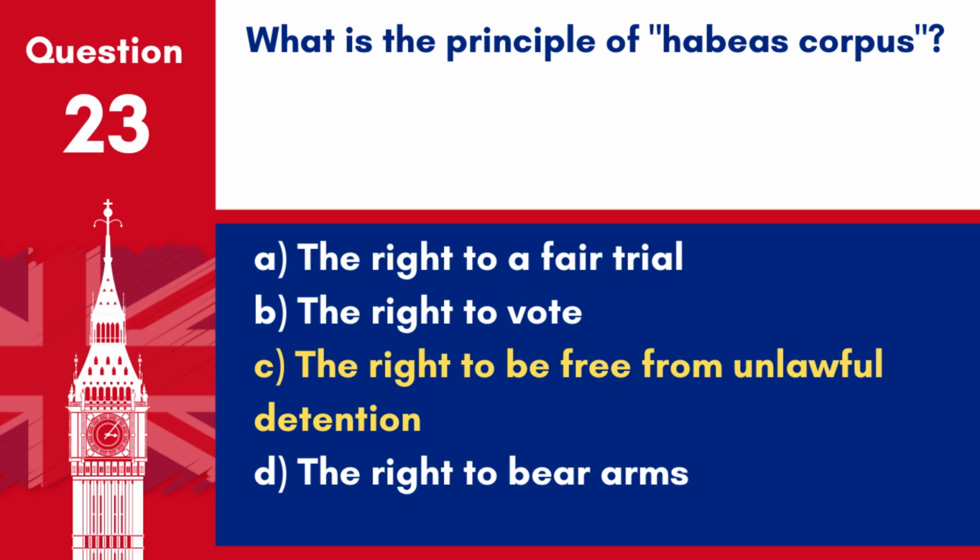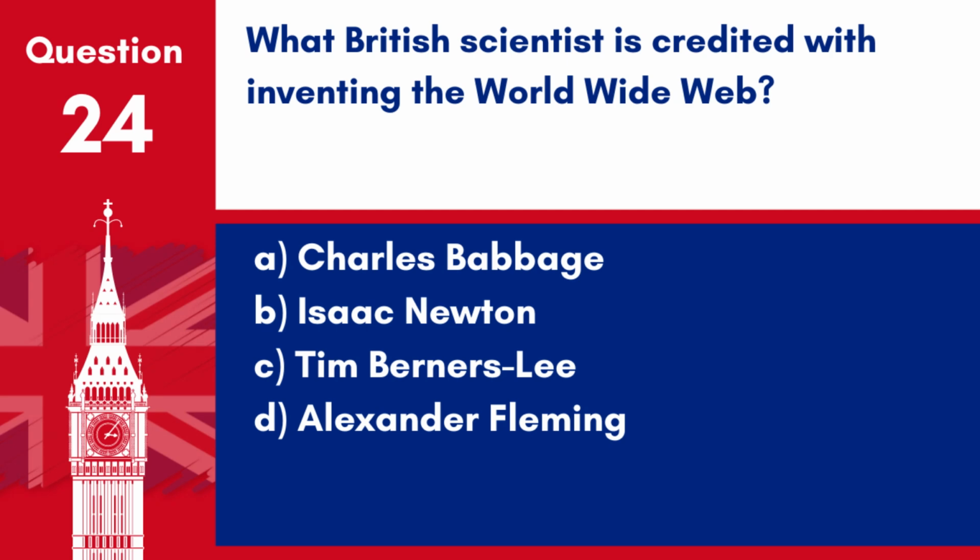Answer. C. The right to be free from unlawful detention. The principle of habeas corpus is a legal procedure that protects against unlawful and arbitrary detention. Question 24. What British scientist is credited with inventing the World Wide Web? A. Charles Babbage. B. Isaac Newton. C. Tim Berners-Lee. D. Alexander Fleming.